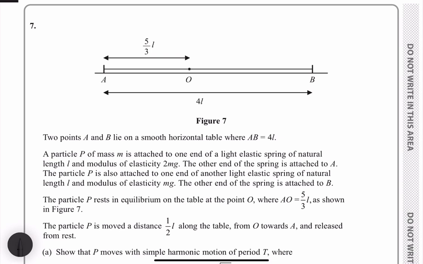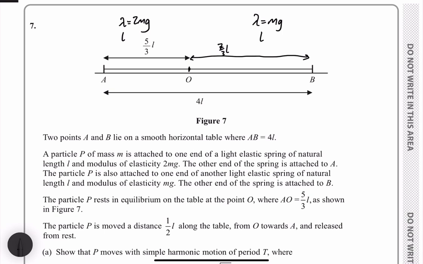Okay, let me get these modulus of elasticities in the right place. So it's 2mg on this side and mg on this side, but both of them have natural length L. The particle P rests in equilibrium on the table at the point O. So this is our equilibrium point, and if that's 5/3, then this is 7/3 of L.